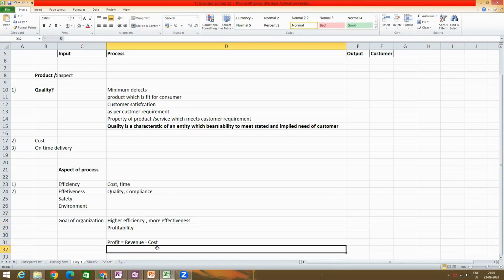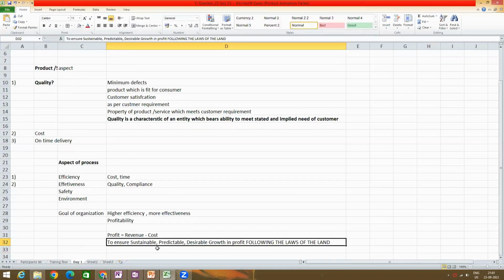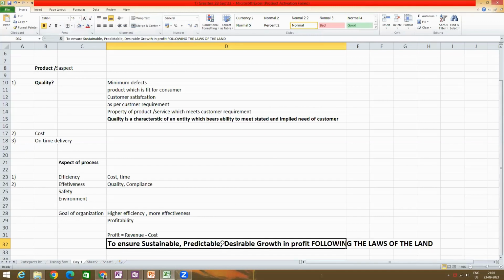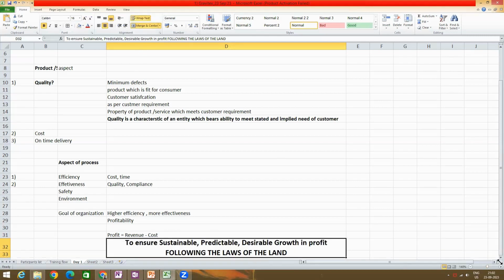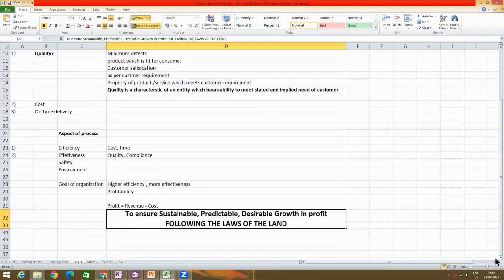Efficiency, effectiveness: why is it required to make profit? Every quality, cost, compliance: why is the organization existing? What is the focus of this organization? In layman's terms, you can use this terminology: to ensure sustainable, predictable, desirable growth in profit following the laws of the land.